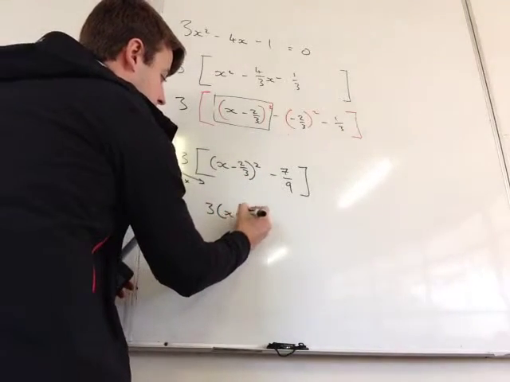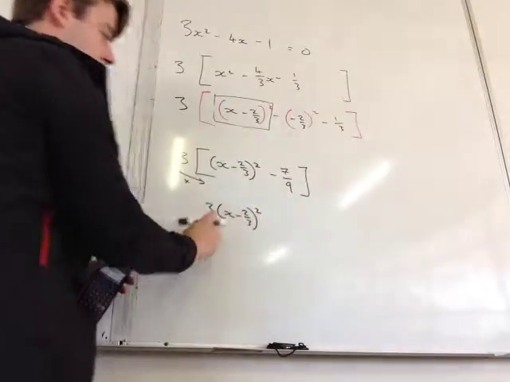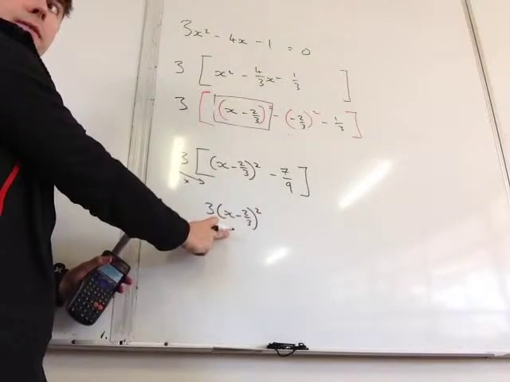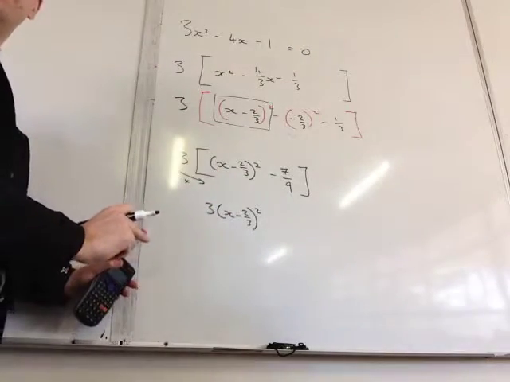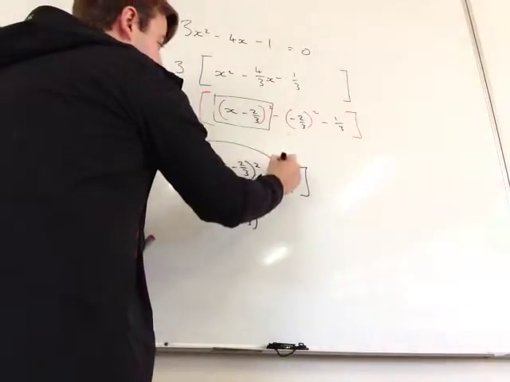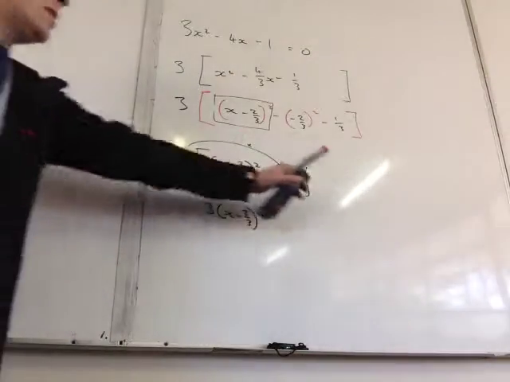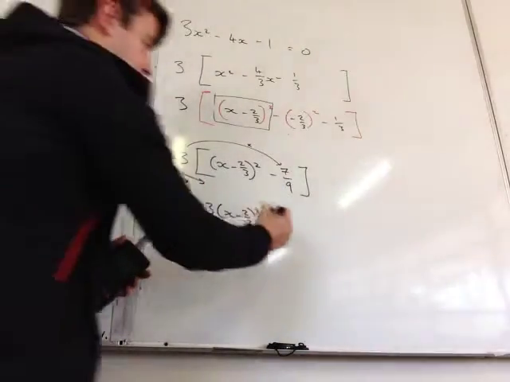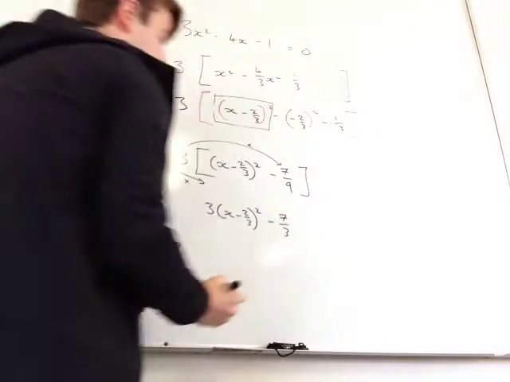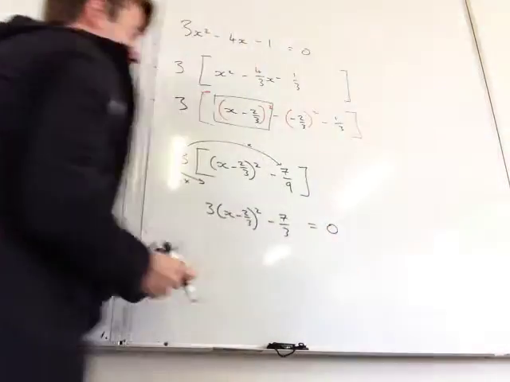So I end up with 3 times (x minus 2/3) squared. All I've done is times through by 3. So the 3 gets stuck on the front of the bracket, right? I also have to do, because I'm expanding my brackets, 3 times minus 7 over 9, which is minus 7/3. Set it equal to 0.